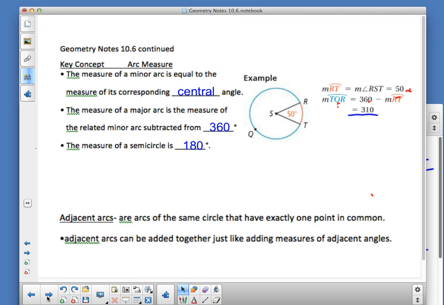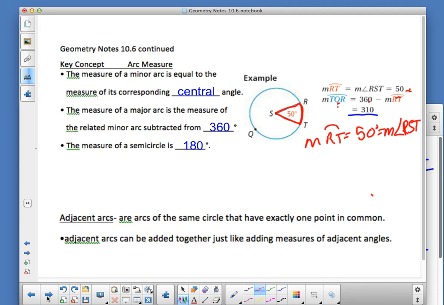The measure of a minor arc is equal to the measure of its corresponding central angle, which means this. Arc RT, the measure of arc RT is equal to 50 degrees. That's the central angle here. So if I wanted to, the measure of angle RST. Those two measures are the same. The arc measure and the central angle are identical. If I tell you the arc measure is 90, I know its central angle is 90 as well.